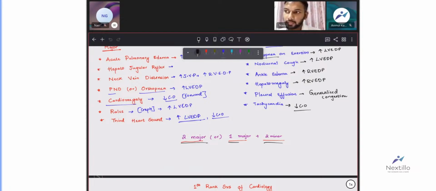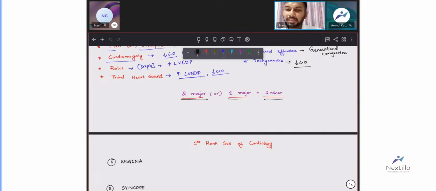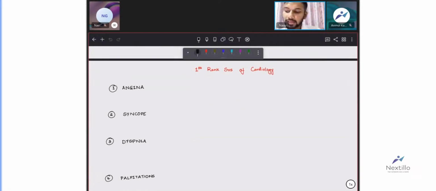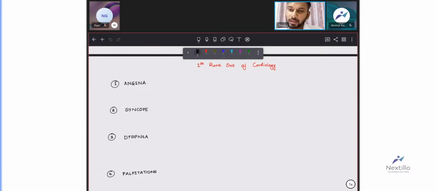Next, after the symptoms, we will see some miscellaneous topics. Miscellaneous topics means they are not really related to heart failure, but you need to know all of this while studying cardiology. First thing is the first rank symptoms of cardiology, meaning the most important symptoms in all the disorders of cardiology. What are they? One is angina. What is the meaning of angina? Chest pain due to any cardiac cause. Yes, that is angina.